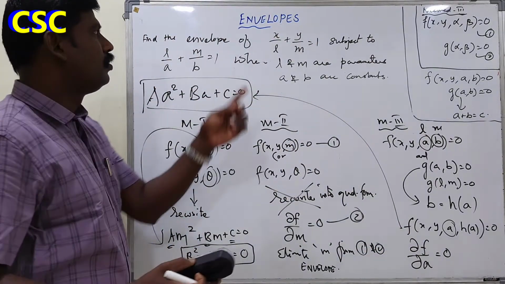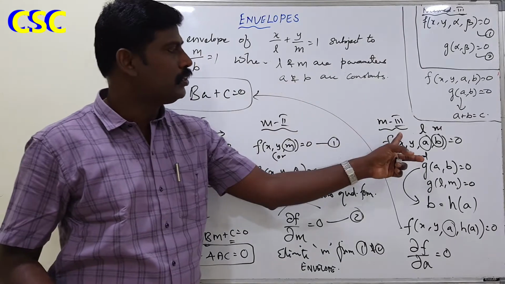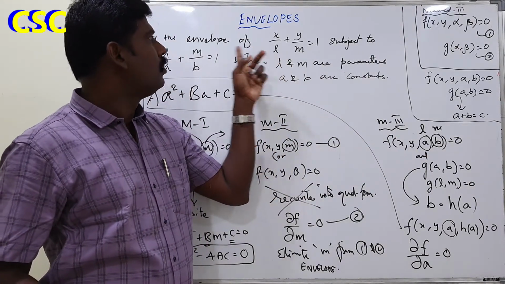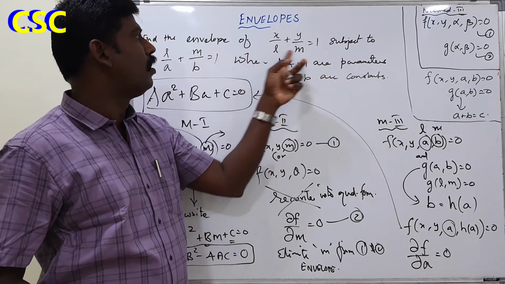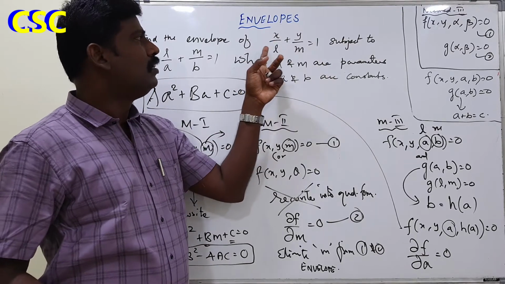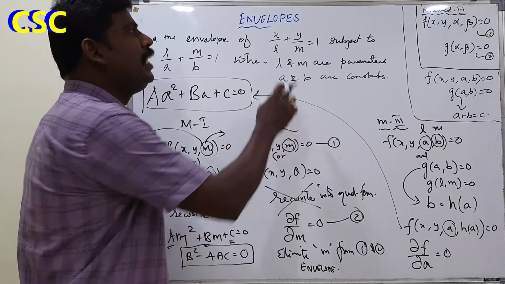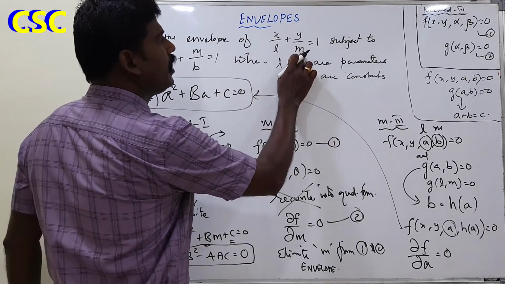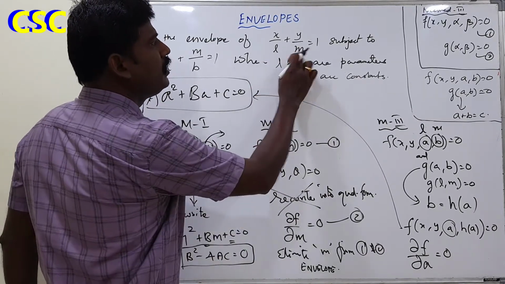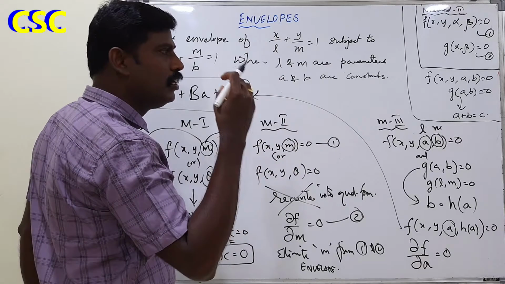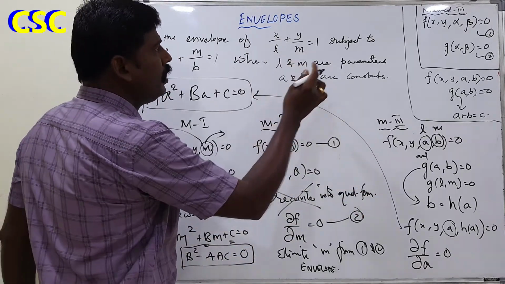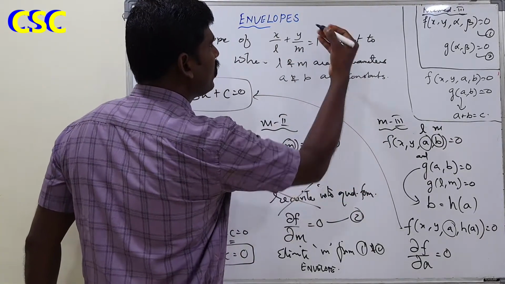Okay, now this problem belongs to the third method. This given curve is a family of curves. This is nothing but a straight line, so this is called the family of straight lines, given in intercept form. Here L and M are parameters. By changing the values of L and M, you can give any real number to L and M and get different straight lines.